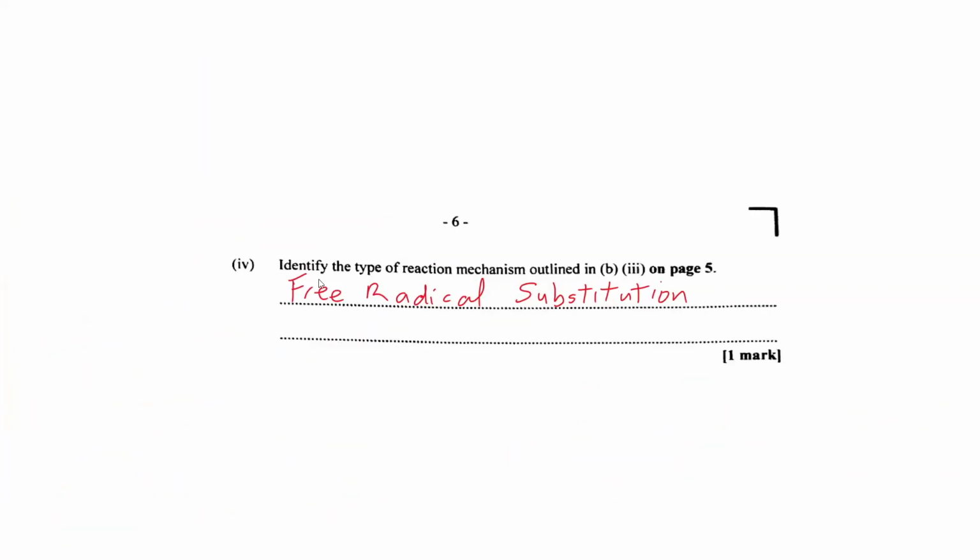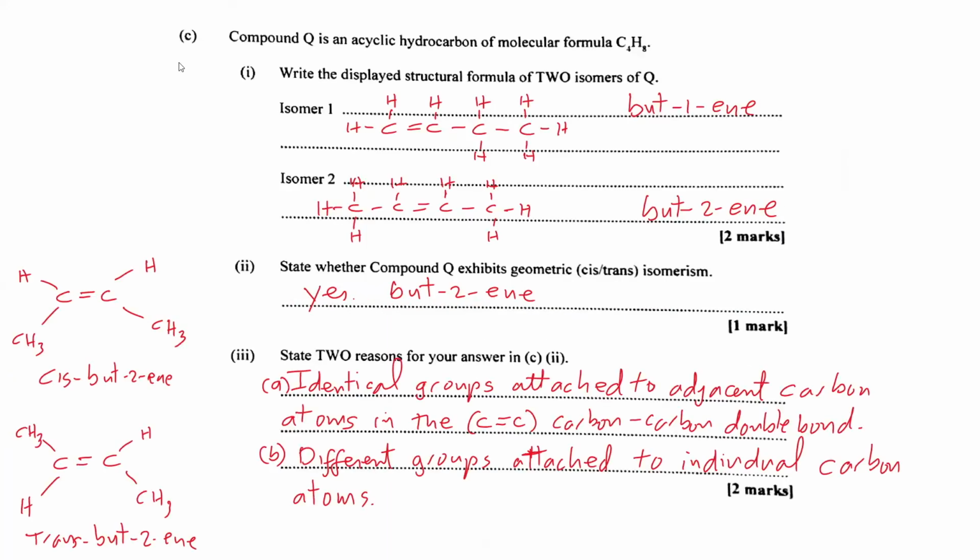Part 4. Identify the type of reaction mechanism outlined in B, part 3 on page 5. We did say that the mechanism outlined was free radical substitution. Part C. Compound Q is an acyclic hydrocarbon of molecular formula C4H8. Part 1. Write the displayed structural formula of two isomers of Q.